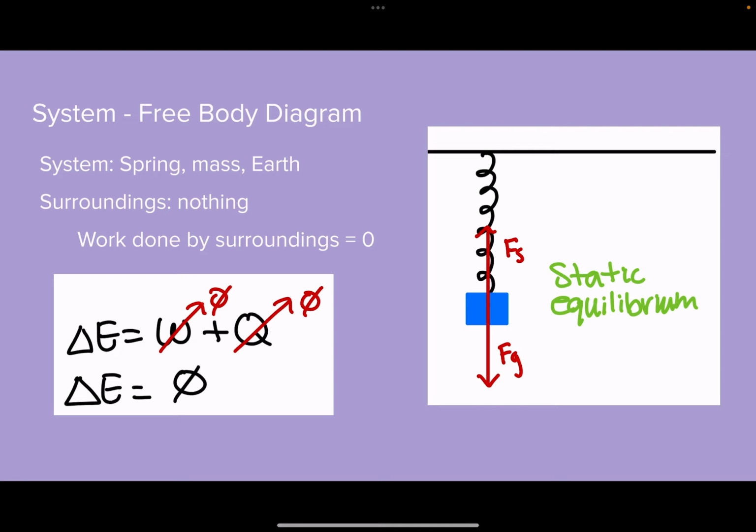When looking at the system, we have the spring, mass, and earth. And in static equilibrium, there are two main forces acting on the mass, which would be force of the spring bringing the mass upwards and force of gravity bringing the mass downwards. Since the surroundings are nothing, the work done by surroundings is 0, so change in energy is 0.